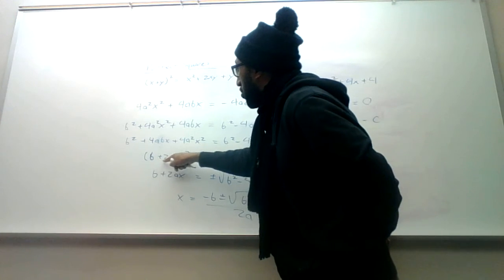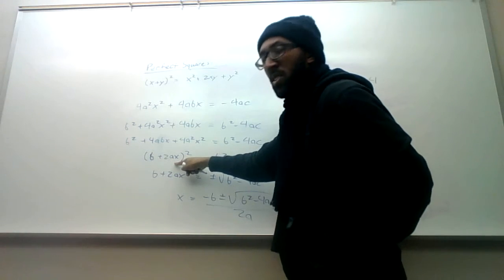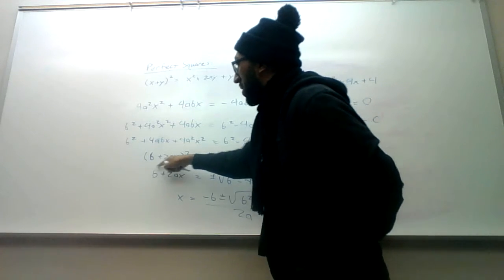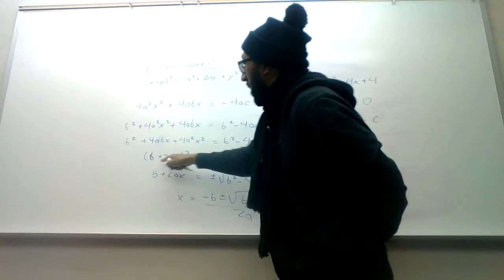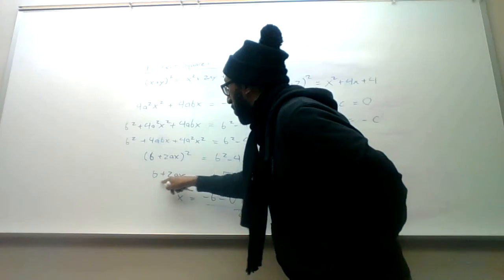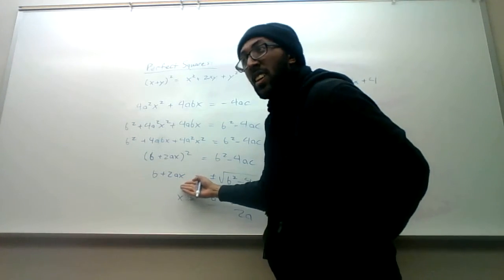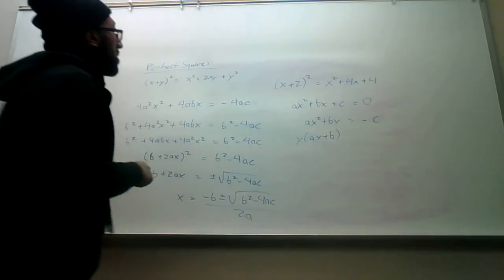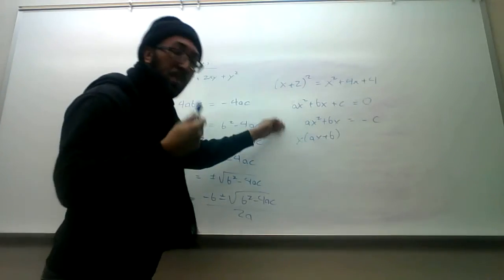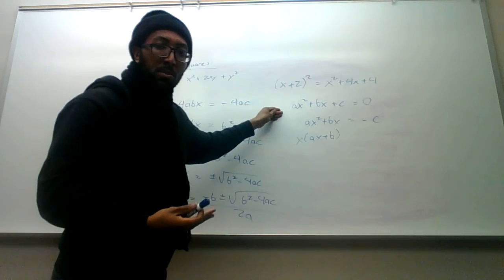We have b plus 2ax. x is only in one term in this entire expression. So after we take the square root, we just have b plus 2ax, and it's very, very easy to isolate that x. And like I said, this is the whole thought process behind this, which is mathematical maturity.